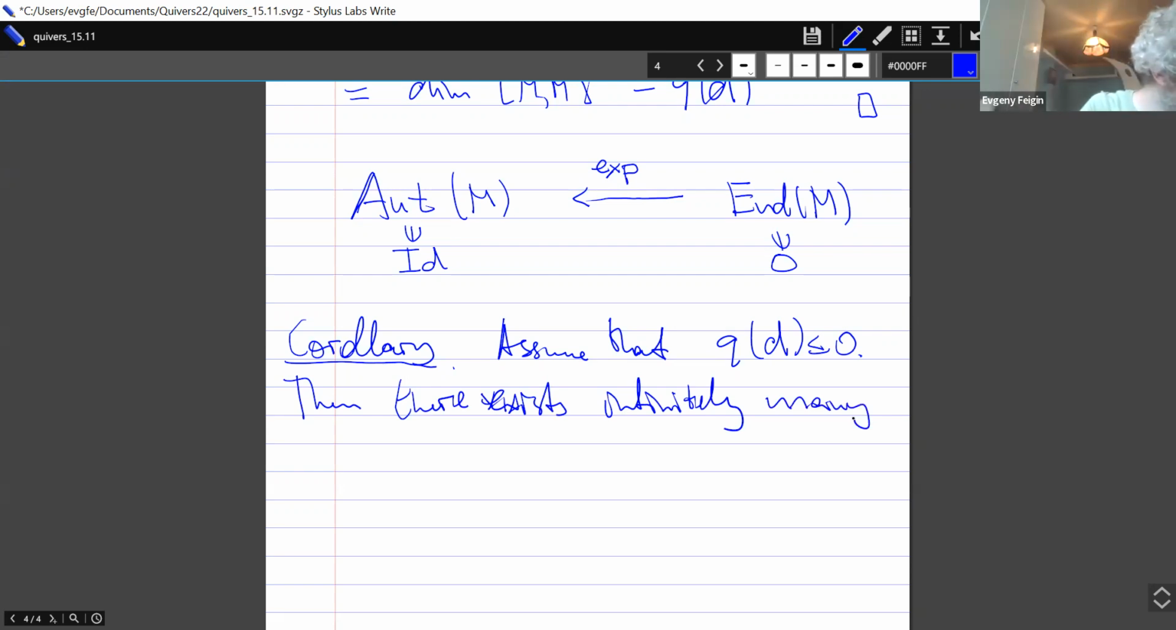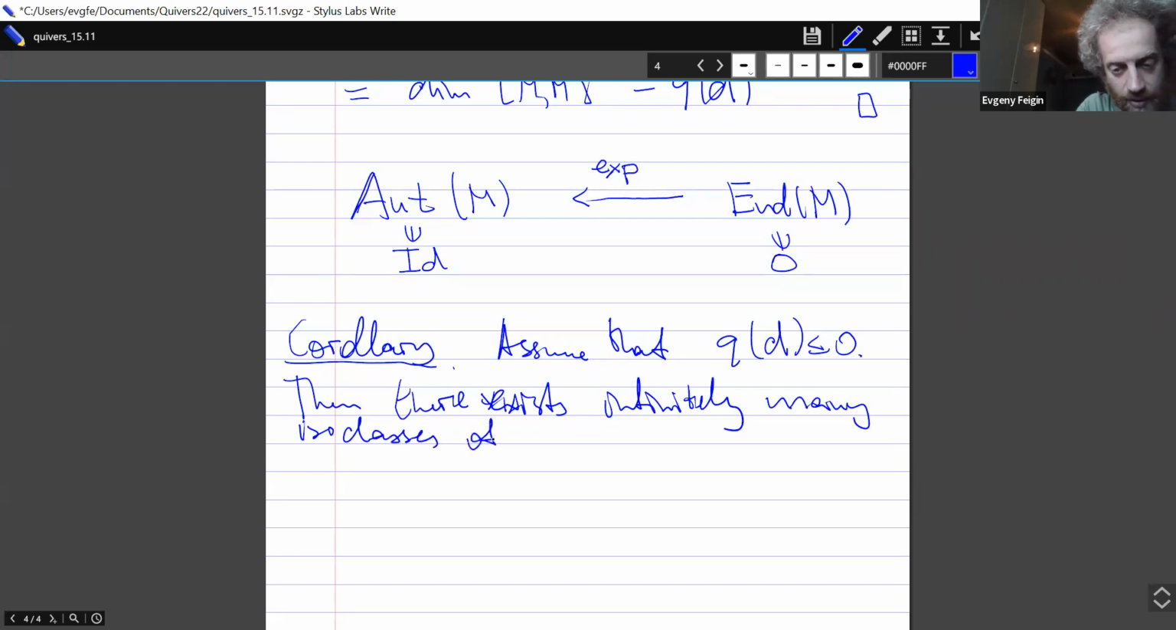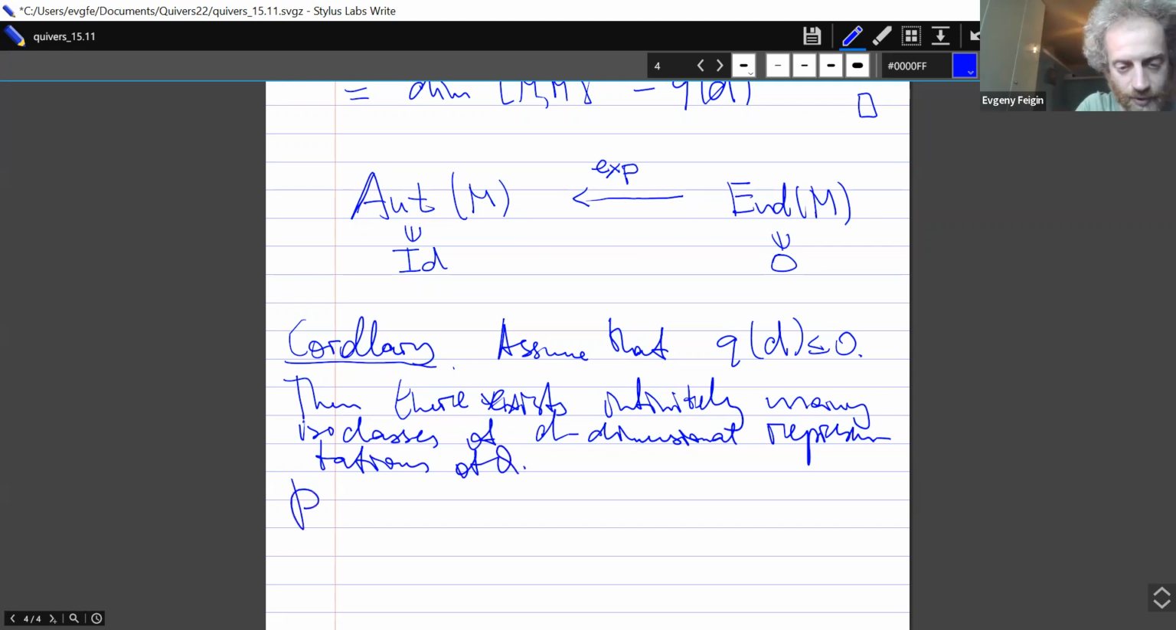infinitely many isoclasses of d-dimensional representations. So how can we show that?